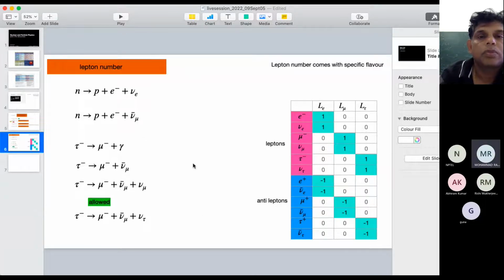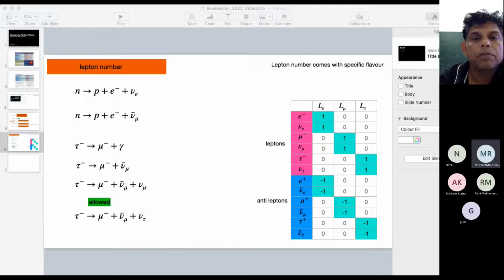Yeah, thank you, sir. And sir, one more question which I encountered last time while solving the assignment is: how can we identify whether it is a weak kind of reaction, or whether it's an electromagnetic one? Though for electromagnetic, we can say that a photon is going in the reaction. But in general, how can we identify which type of reaction this is?